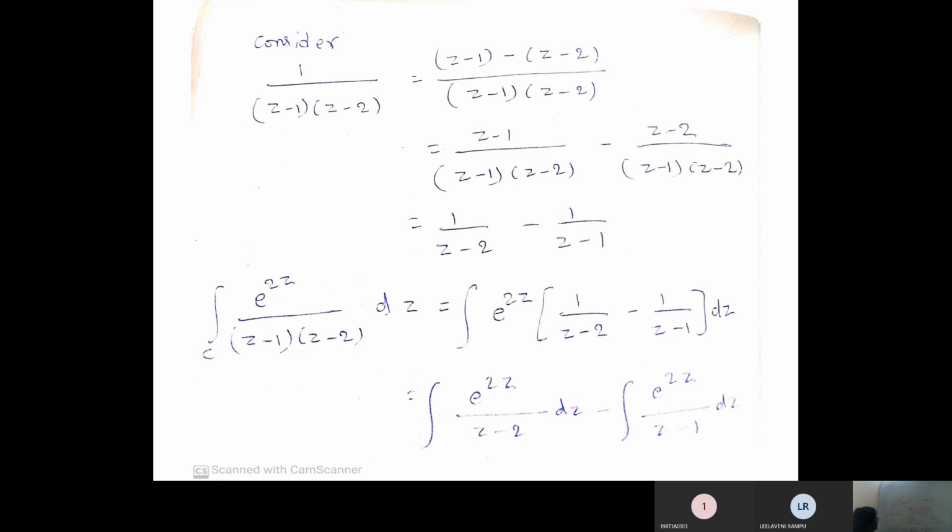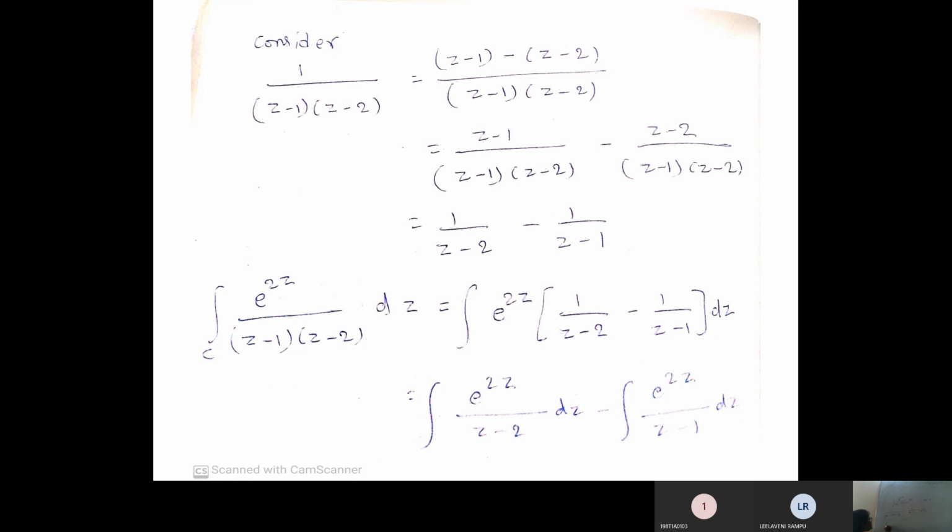If you take a by z minus 1 plus b by z minus 2 also, you get a as minus 1 and b as 1. If you don't understand, you can go by this method. So 1 by z minus 1 into z minus 2 can be written as 1 by z minus 2 minus 1 by z minus 1.